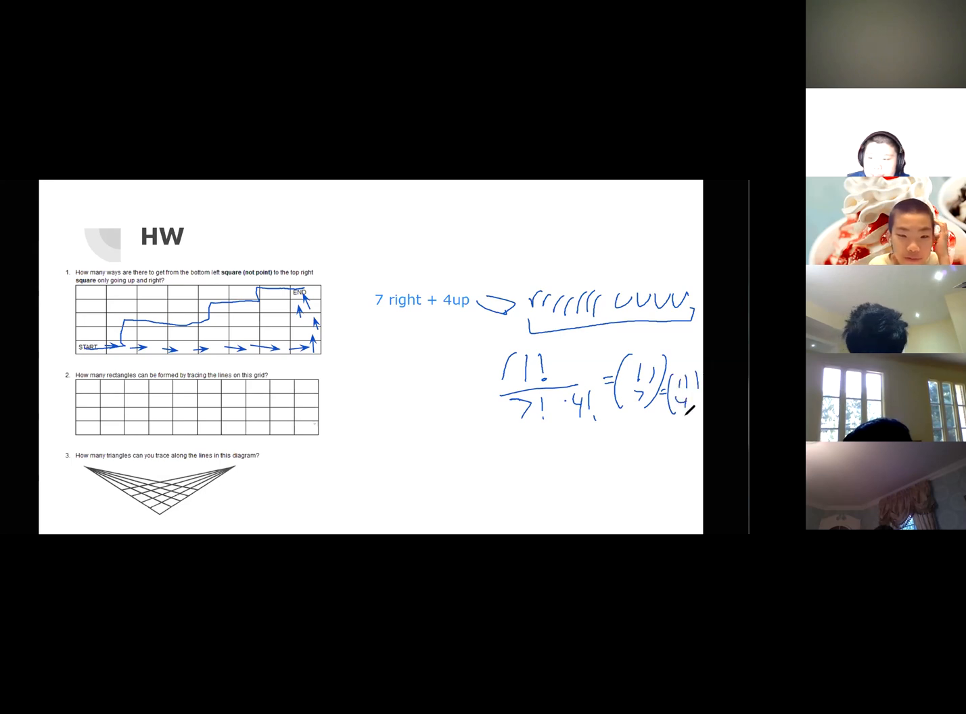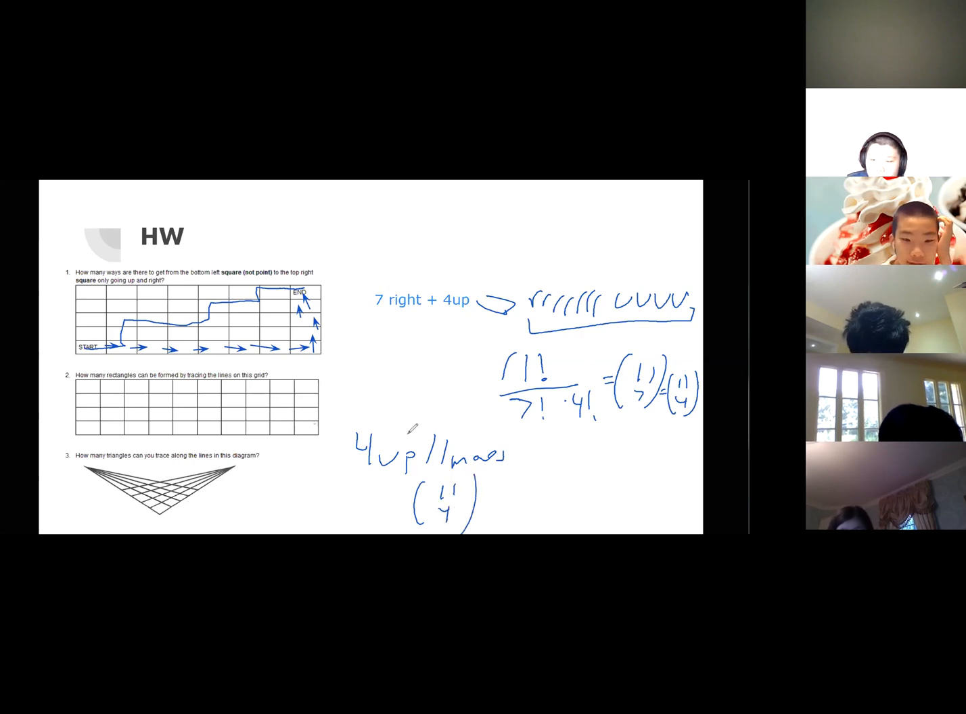And the reasoning for that is, instead of thinking of it as 7 right and 4 up, you can think of it as 4 up per 11 moves. And the 7 remaining moves will have to be right because we don't have another option. So this will give something equivalent, which is, this time, we're just choosing 4 out of the 11 moves to become an up.